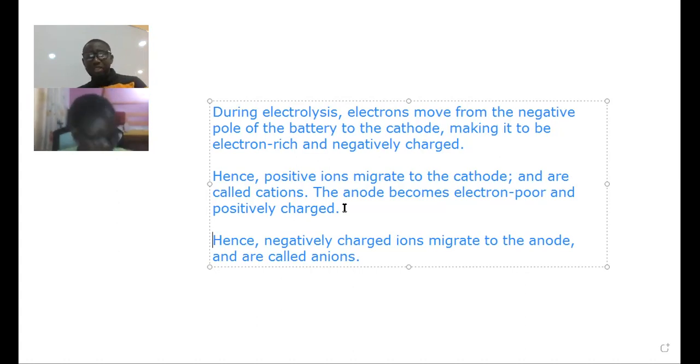Sorry, not positive electron, because electrons are naturally negative. The anode becomes electron poor, and hence becomes positively charged. We have more protons in there. Now, what happens to that? It naturally attracts negatively charged ions like chloride, fluoride, hydroxide ion, and such like. And they become anions. Do you understand that, please?